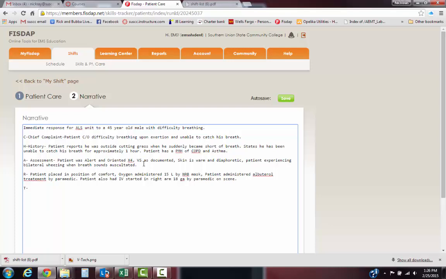And then T is transport. That's going to be your transport disposition, how and where the patient was transported, and changes in transport and transfer of care. Transported non-emergent to East Alabama Medical Center ER with significant improvement in breathing. Report given to receiving RN and care released to receiving RN.